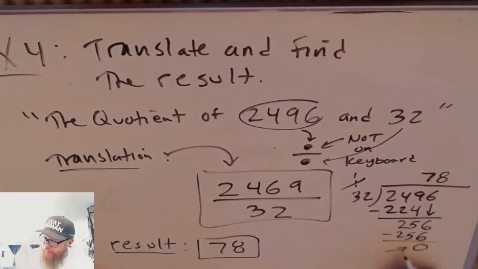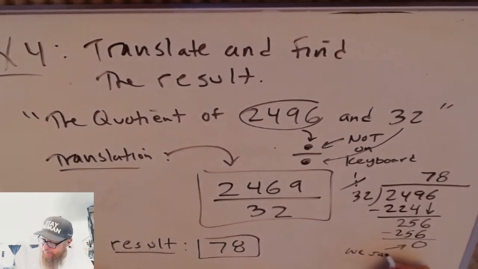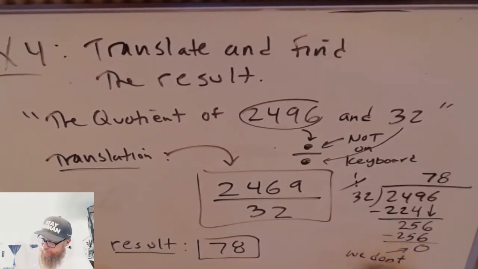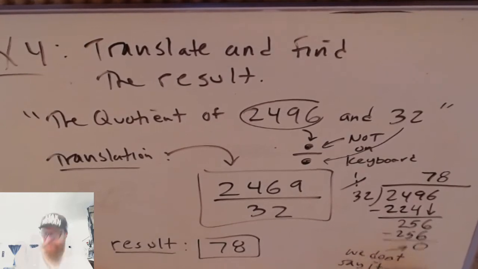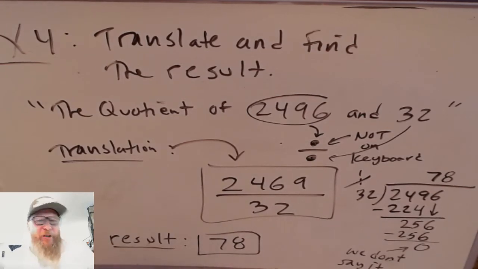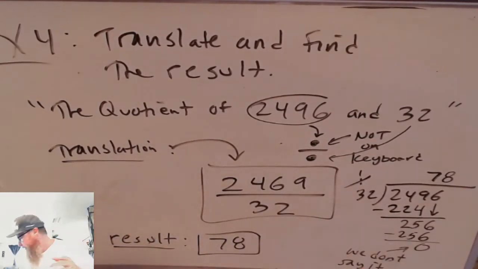If the remainder is 0, we say nothing. It's mainly just because of convenience. If every time the remainder was 0, I had to say, 78 remainder 0, 52 remainder 0, that's just going to get ridiculous. So we only say the remainder if there is a non-zero remainder.